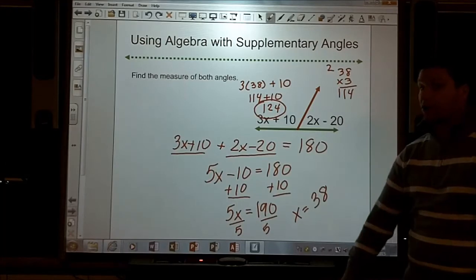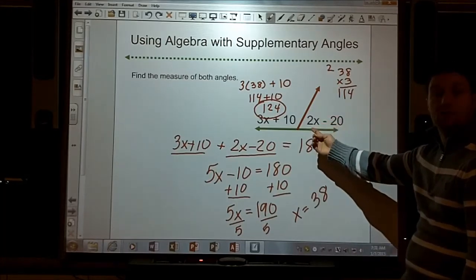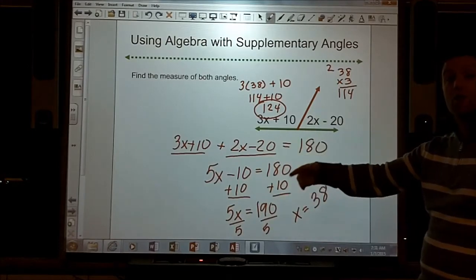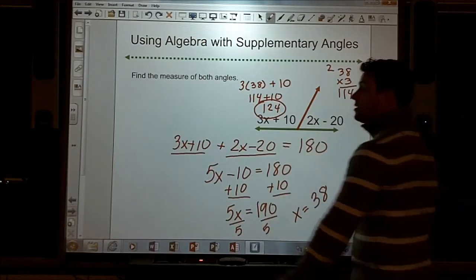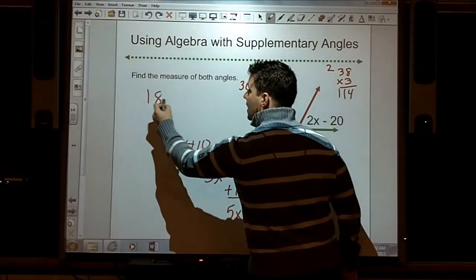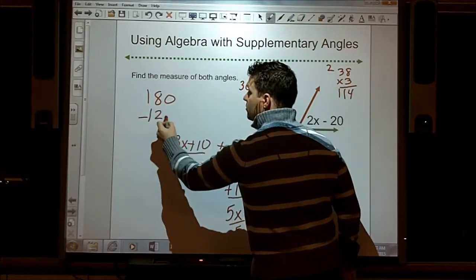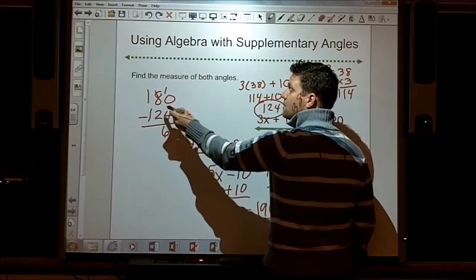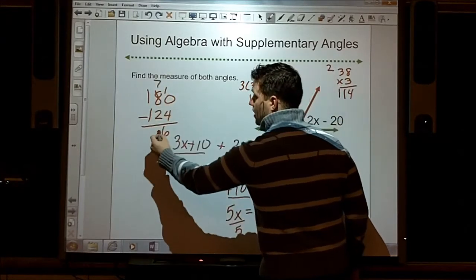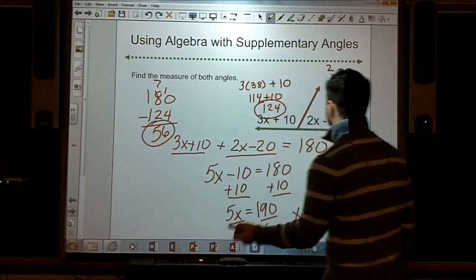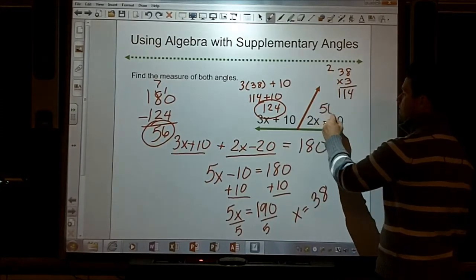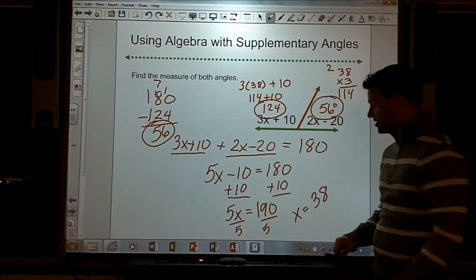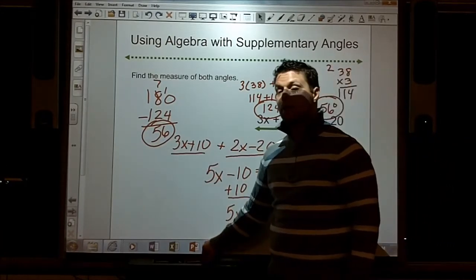Okay? Now, I could try to solve by substituting in a 38 for the other angle, or I know that they are a supplementary pair. So if the big angle is 124 degrees, the leftovers have to be 180 minus 124. I'm getting 56 degrees. Okay? Okay, that's our second type of angle, supplementary.